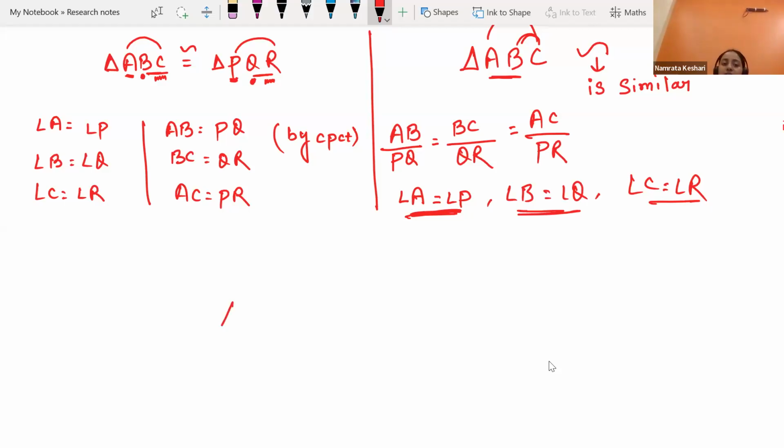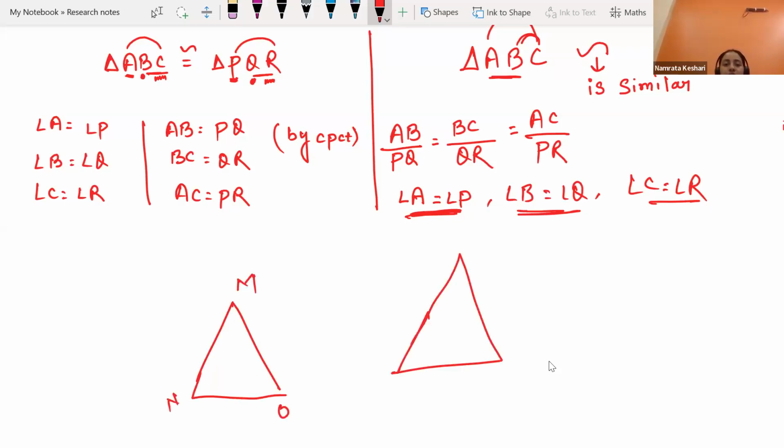No. Suppose, Zoha, you have a triangle MNO and you have a triangle SRT. Here angle M is equal to angle R, angle N is equal to angle S, and angle O is equal to angle T. Now, can you say that these two triangles are exactly the same in size also? Can you say that with only this much information, the angles?